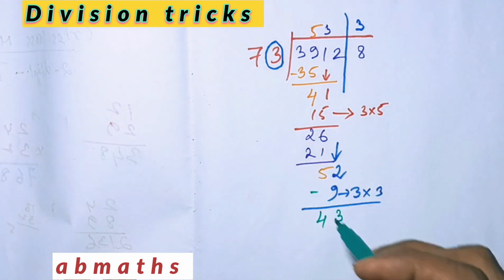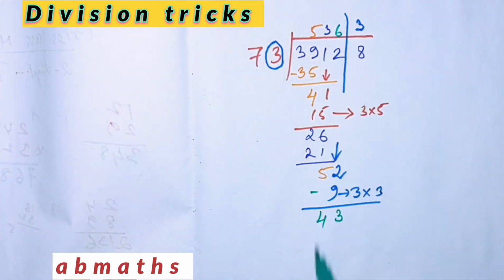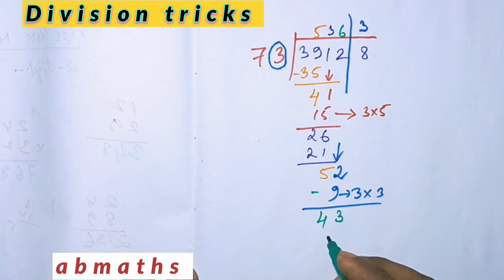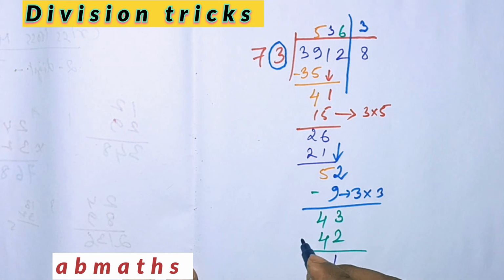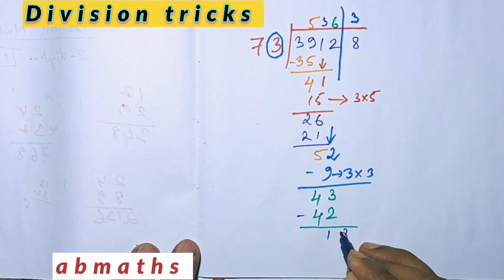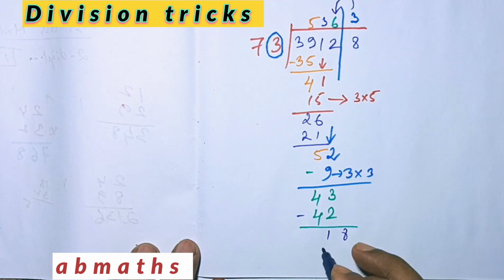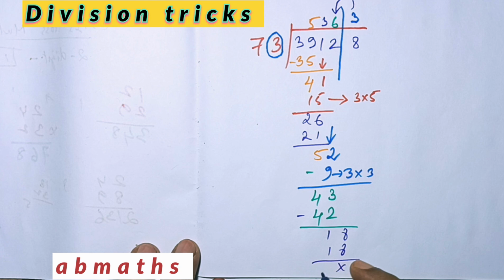So we'll divide 43 by 7. 7 6 is 42. So we have got 1 here after subtraction. So 8 comes down. We'll multiply 3 6 is 18. So we have remainder 0 after subtraction. So 3 into 6, let me write it here so that you don't get confused.